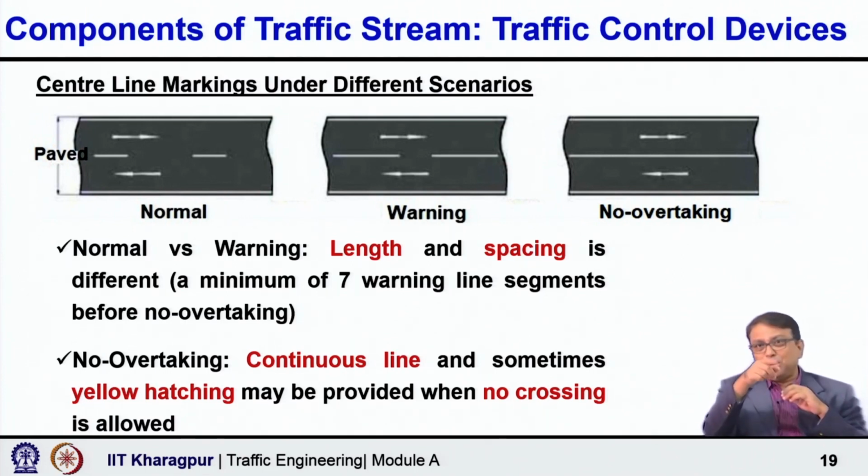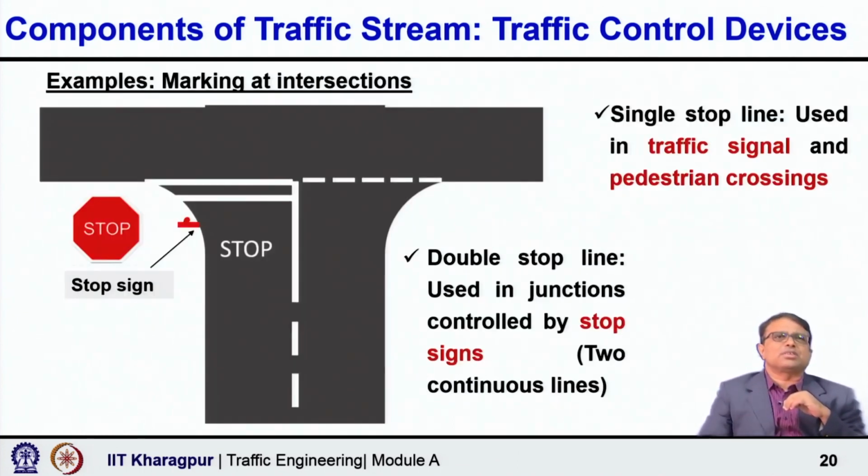So, how do you communicate it to the driver? It is just by the length, the way the marking is done. And when you come to no overtaking, obviously it is a continuous solid line indicating you cannot cross that line. It may even be yellow, and sometimes a double line is used, which indicates different levels of restrictions.